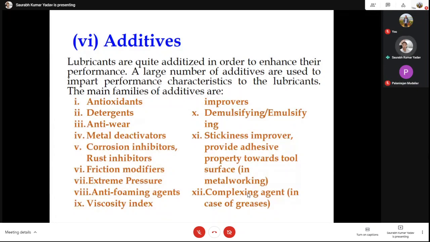So lubricant is a very technical term. In the case of fuel, such as petrol and diesel, we only have to see the calorific value. But when it comes to additives, we have to see several kinds of properties. So a lubricant does not play only the role of lubrication.